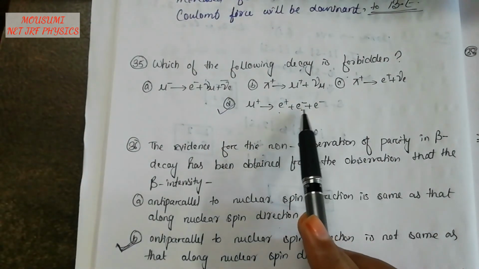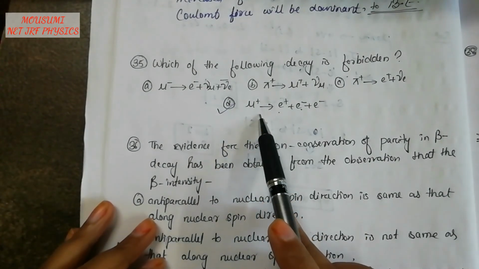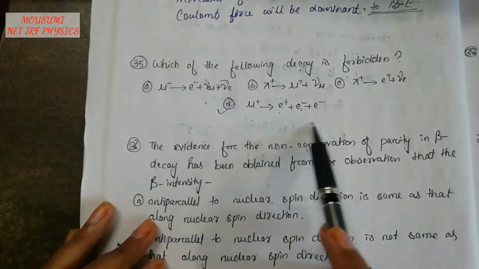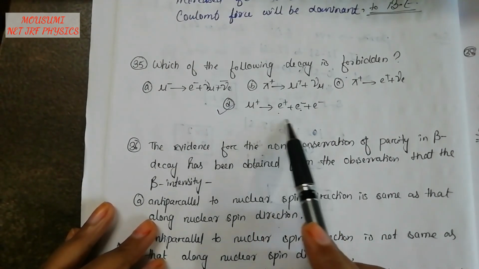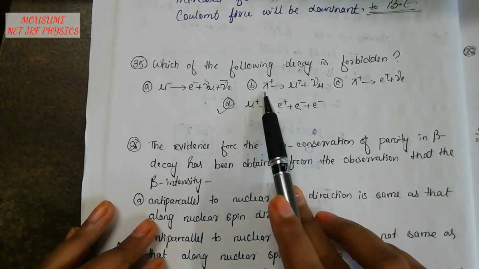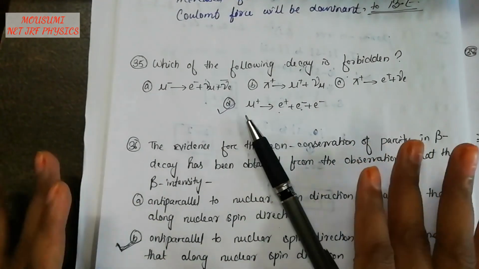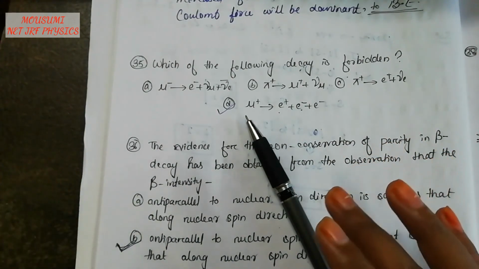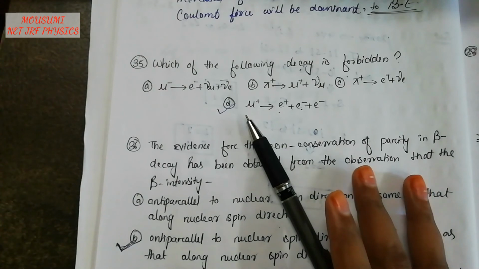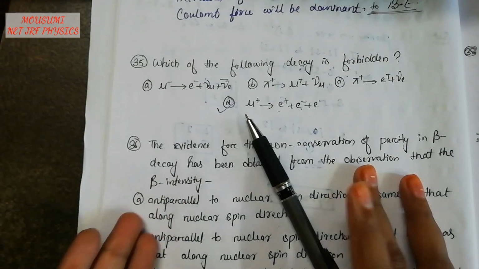But in the fourth equation, you have a muon member of the lepton family, and on the right hand side you have electron members of the lepton family. If you see, the lepton number is not conserved in this case. So finally you can say option D is not allowed. This decay process is not allowed, and we are checking for the lepton number because we know that lepton number conservation is an exact conservation law.